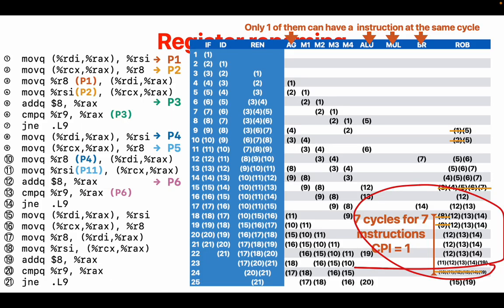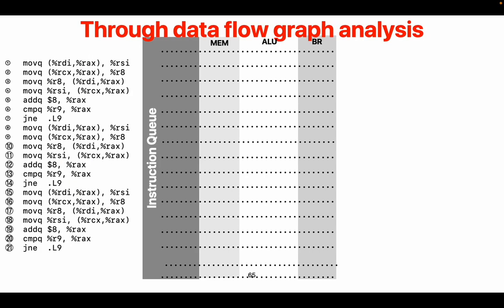And every cycle, we are issuing 1 instruction. So what it means is that we are going to have a CPI equal to 1, even without any aggressive compiler optimization. That's the power of dynamic execution.